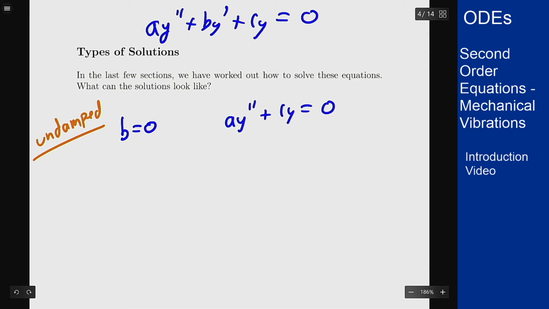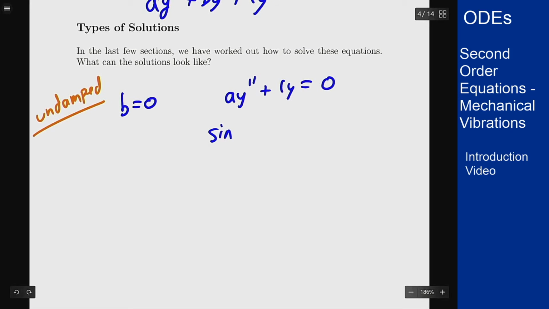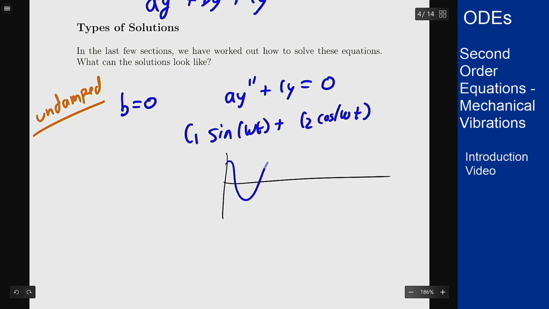Well, our equation is A y double prime plus C y equals 0. If A and C are both positive, these will turn into pure sine and cosine functions. So you'll end up with a C1 sine of omega t plus a C2 cosine of omega t. This is sort of a free oscillation, and this is the idea why these are called vibrations, because if we draw this out, this is a function that will just oscillate up and down forever, hence a vibration.